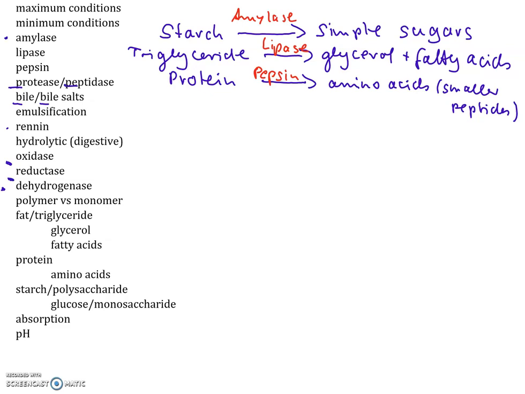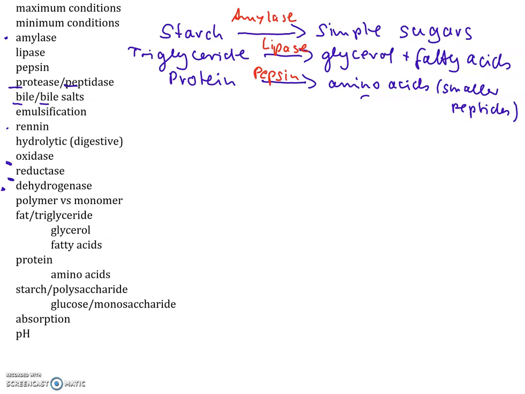Polymer versus monomer. So all of these macromolecules, they're polymers of some sort. And as an example, let's use the carbohydrates here. Simple sugars are the building blocks. If we make a polymer of simple sugars, we get starch. And of course, if we are making a polymer of amino acids, we get a protein. So that's polymer versus monomer, where the amino acid would be the monomer and the protein would be the polymer of amino acids in this case.